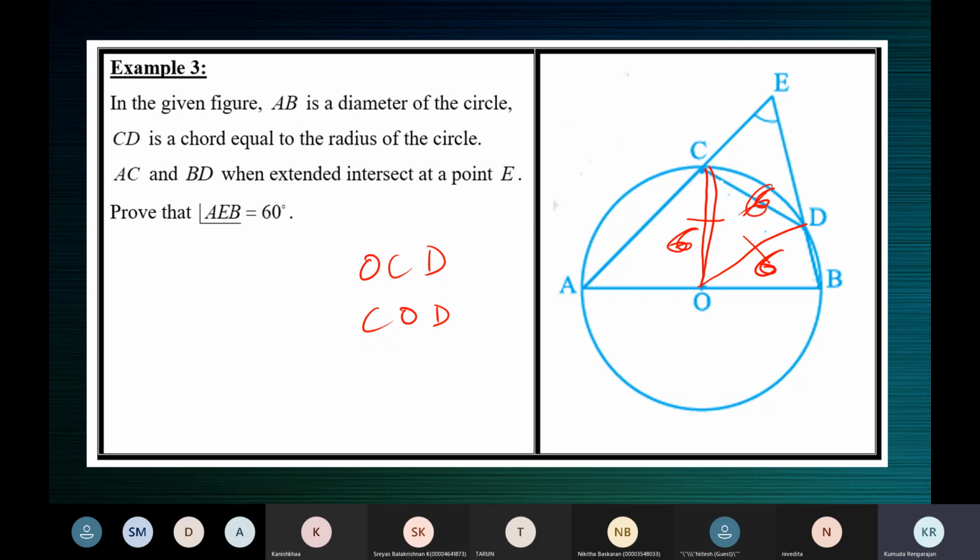Why should we get an equilateral triangle? Because there is no angle given in this figure. When you have an equilateral triangle, we know each angle in an equilateral triangle measures 60 degrees. So that will be useful for us. That's why we join OC and OD. Because CD is the chord, OC is a radius, OD is a radius. So that makes OCD an equilateral triangle. And so, some angles crop in.